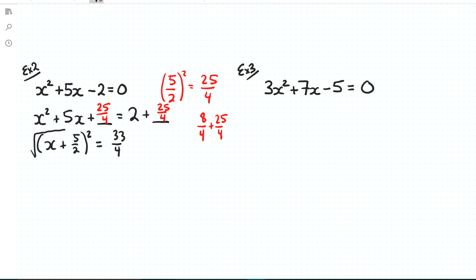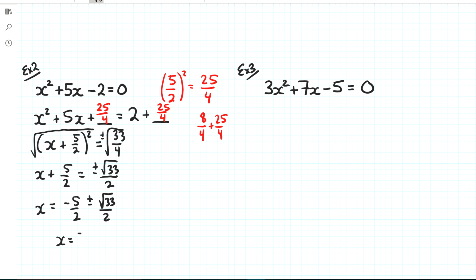So we square root both sides of the equation, putting our plus and minus. And now this would be plus or minus the root of 33 over the square root of 4, which is 2. So we bring the terms over, we get negative 5 over 2, plus or minus root 33 over 2. And that's really going to give us x equals negative 5 plus or minus root 33, so they're both over 2.